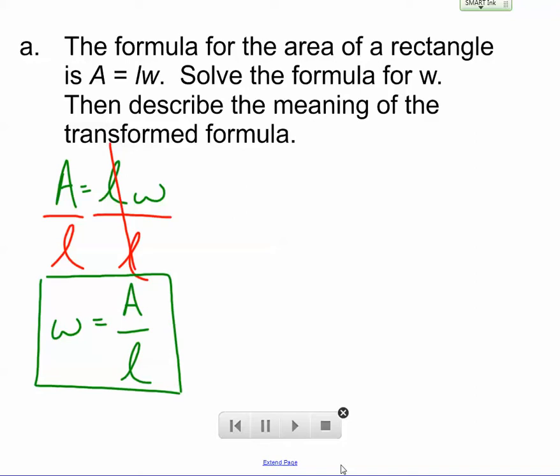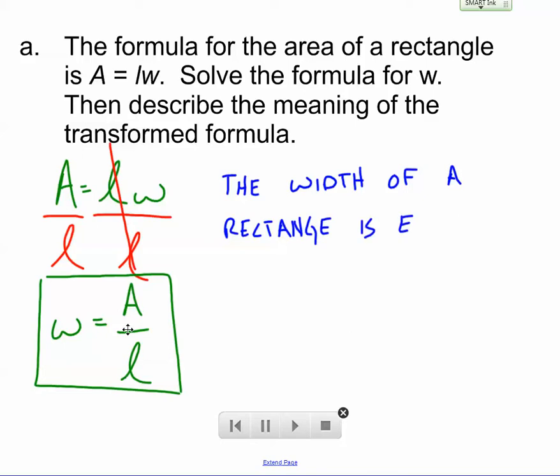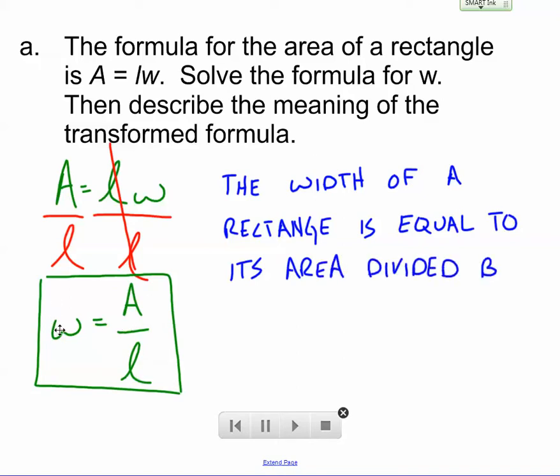Okay, now they're asking us to describe the meaning of the transformed formula. Well, what this means is that the width of a rectangle is equal to its area divided by its length. You guys probably already knew that, but here it is in terms of a formula. So if I gave you the area of a rectangle and the length of a rectangle, you could very easily figure out the width by dividing the area by the length. And we figured that out very easily by just dividing both sides by L.